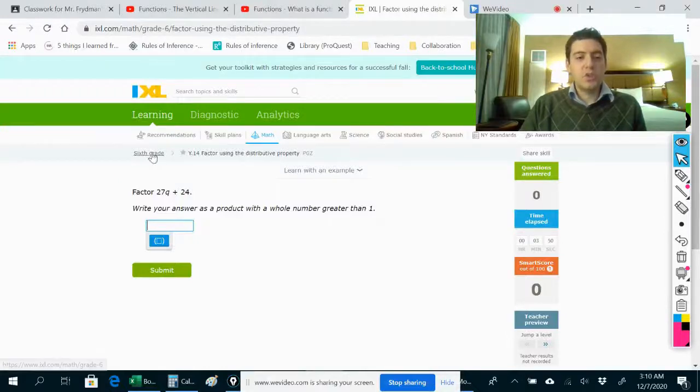Hi, everybody. Let's do 6th grade Y14, factor using the distributive property. So factoring is just distribution in reverse.